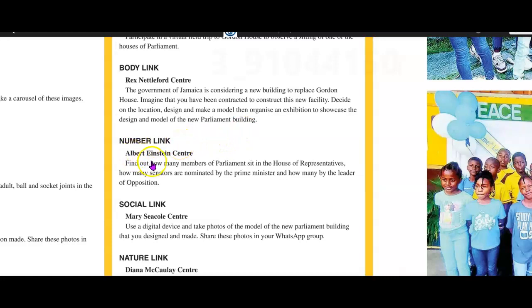Number link from the Albert Einstein Center. Find out how many members of Parliament sit in the House of Representatives, how many senators are nominated by the Prime Minister, and how many by the leader of the opposition. And this is very easy for us by now. We know that we have 21 in the upper house, right? The government side will have 2/3 minus 1 of the 21, so you can work that out. And then the opposition will have 1/3 plus 1. So 1/3 of 21 plus 1.